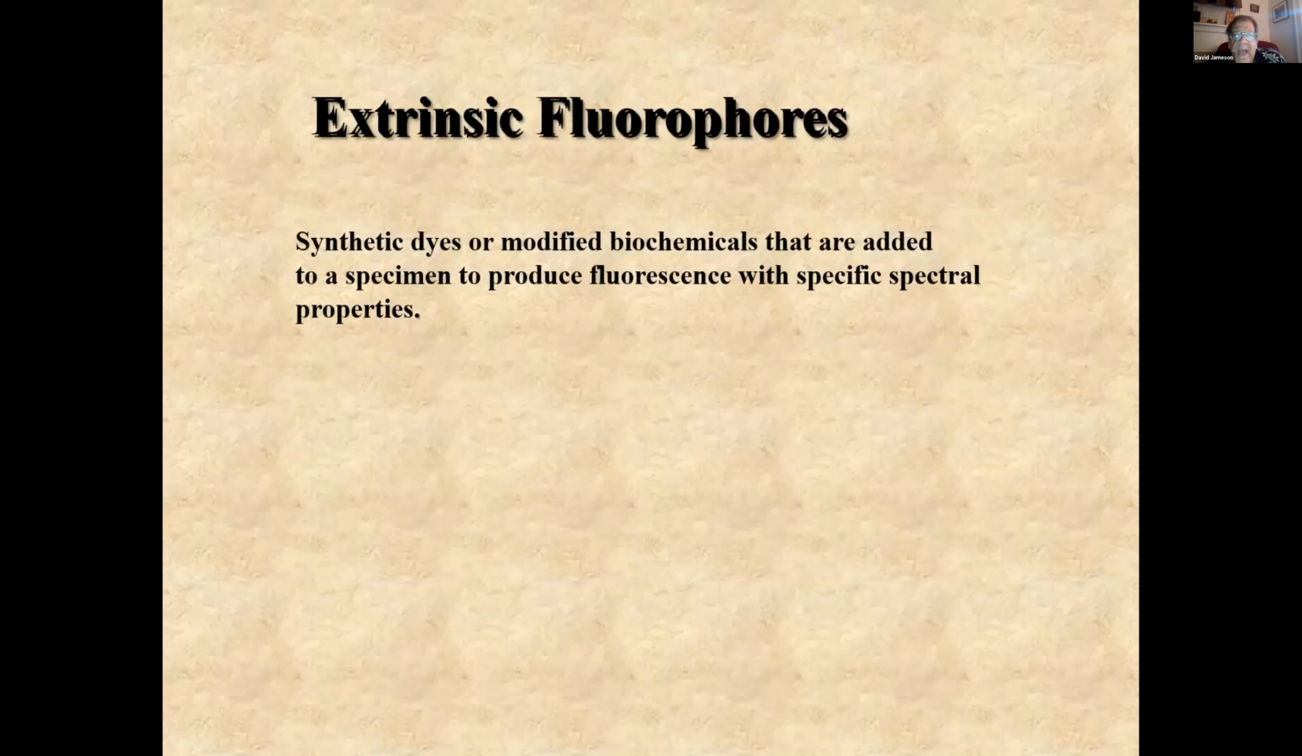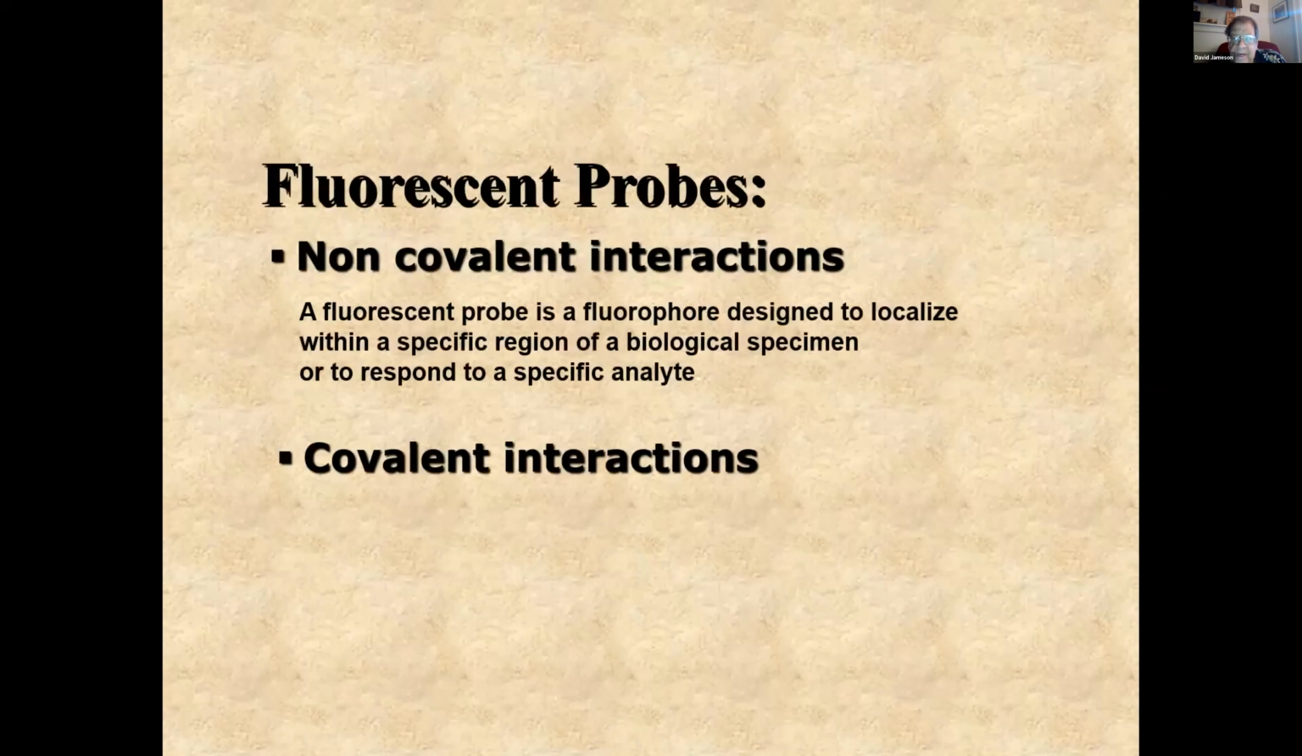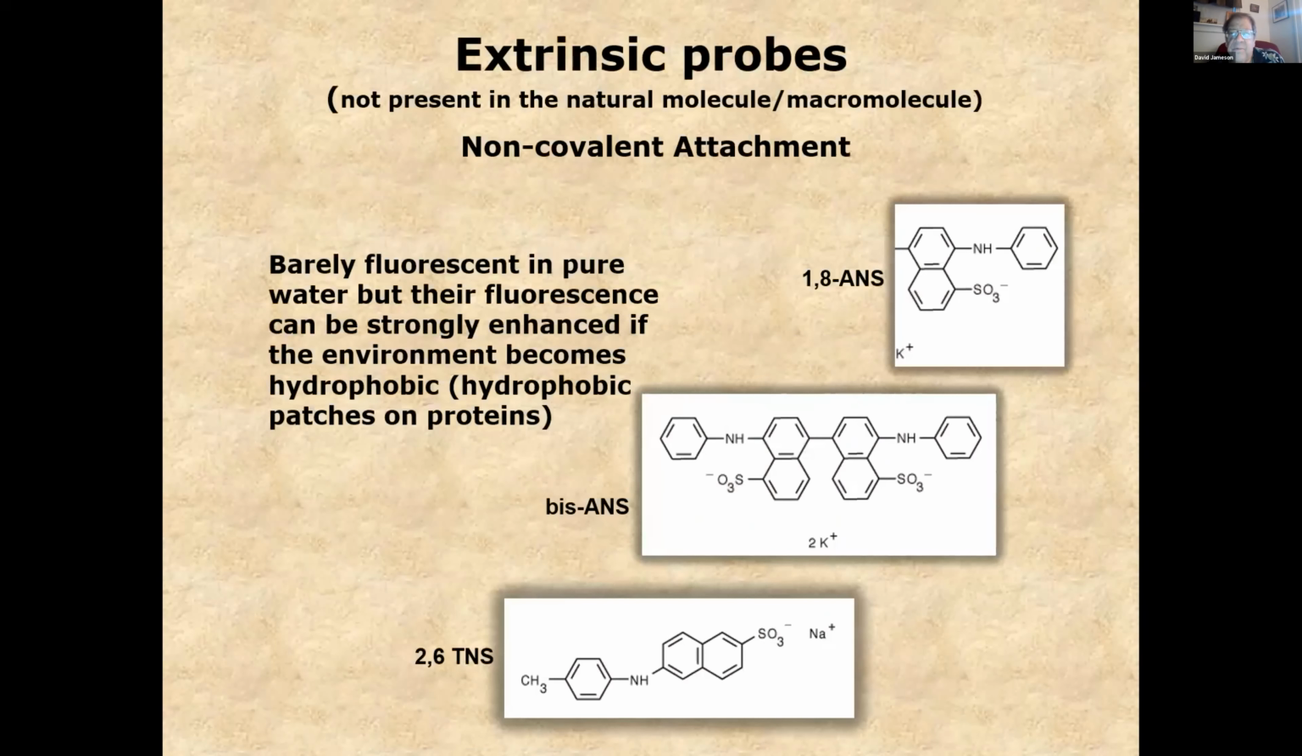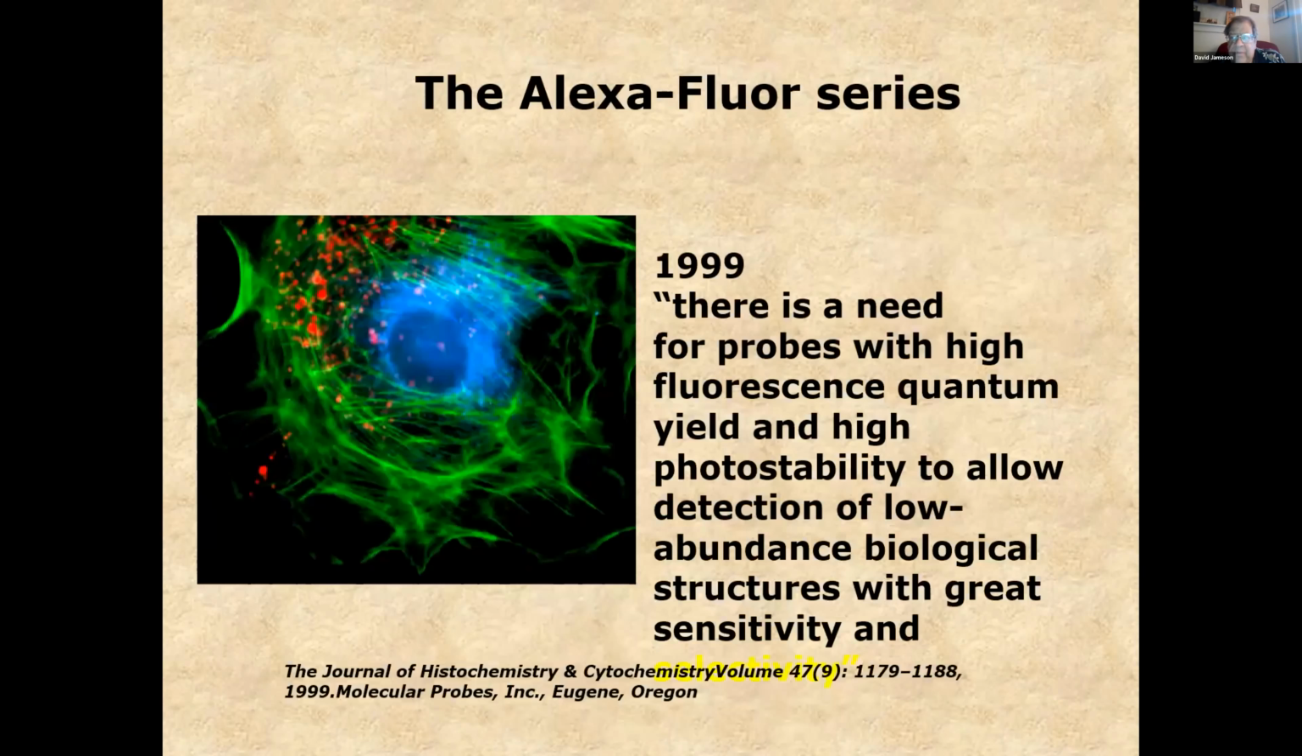Going back. Extrinsic fluorophores are synthetic dyes or modified biochemicals that you can add. And there's usually two categories here too. Non-covalent, where it's put in and it goes to a specific region or binds to something specifically, and covalent, where we specifically attach it to a molecule of interest. Here's some non-covalent ones, like the famous ANS molecules, and we'll learn more about those later, that are weakly fluorescent in water, but very strongly fluorescent in a hydrophobic environment, like hydrophobic patches on proteins or with membranes.